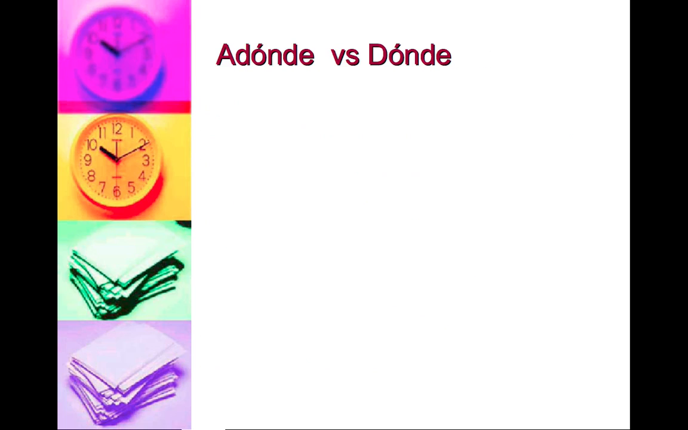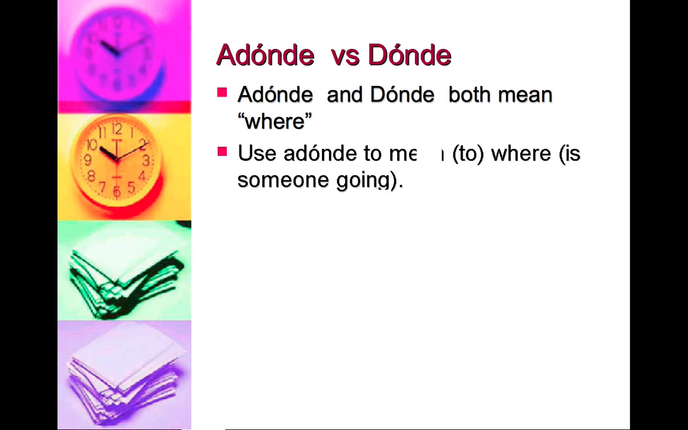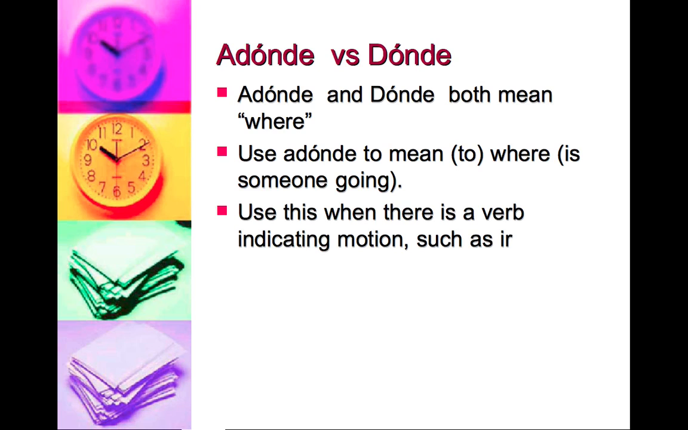Okay. Alright, the last section for today is going to be on the two question words that are very similar, adónde and dónde. Both of these we know mean where. And we're going to use adónde to talk about to where somebody is going. It means that there's action or movement or motion with the verb when I ask the question, such as the verb ir that we just talked about. In English we say, where are you going? But we're saying to where are you going? So we're going to use the word adónde here.